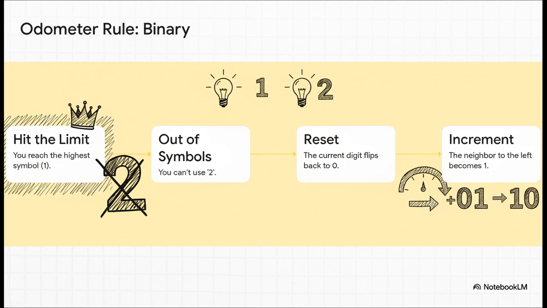We count 0, 1, we've hit the highest symbol in this new alphabet. So what do we do? We use the odometer rule. We reset the current digit to 0, and we increment the neighbor to the left. Boom. The number we call 2 becomes 10 in binary.